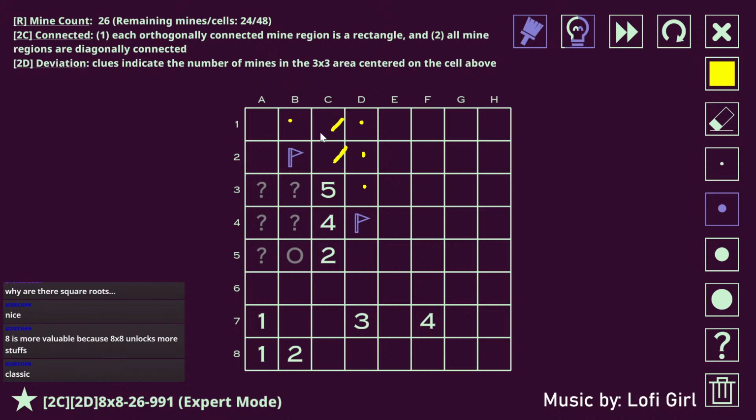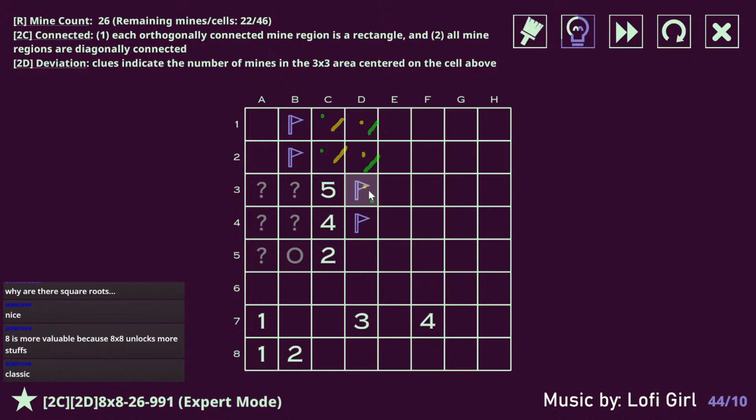In the other case where there's 4, then this must also be a mine. In the other case where there's 4 and these are both mines, these can't extend out. So your 5th mine has to be here, so that's also a mine. And now this 2 is complete. This 3 means that these can't both be mines, otherwise this 3 is broken. So that's a mine. There's 5 here.